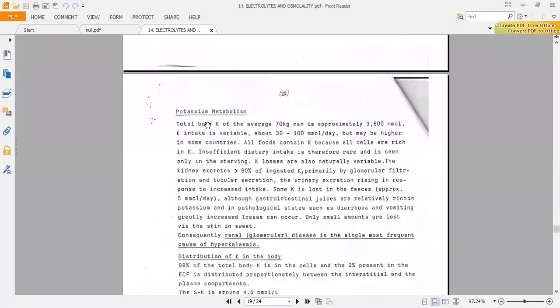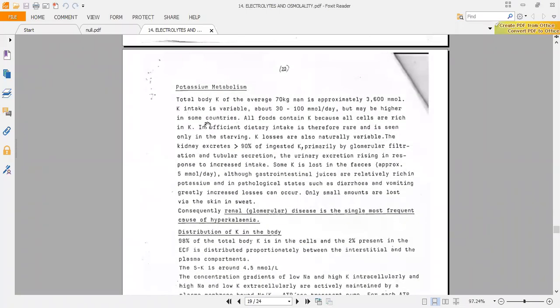Okay, now let's go to potassium. Potassium levels are very critical in the human body. Note that we said the most abundant cation inside the cell is potassium, but the potassium outside the cell is very small, between 3.5 to 5.5 millimoles per liter. That's the concentration, so it is a very strict range.